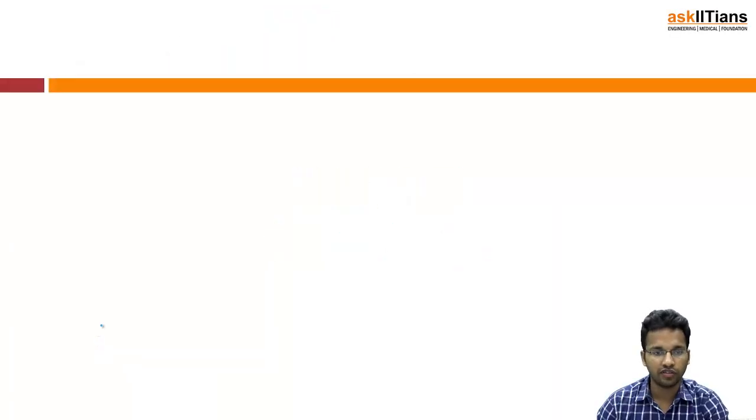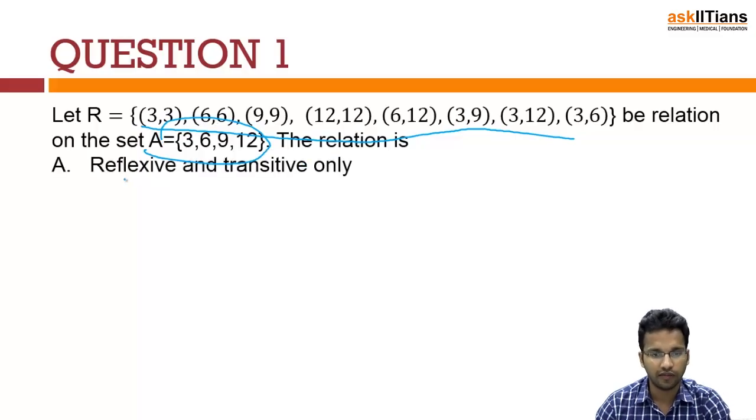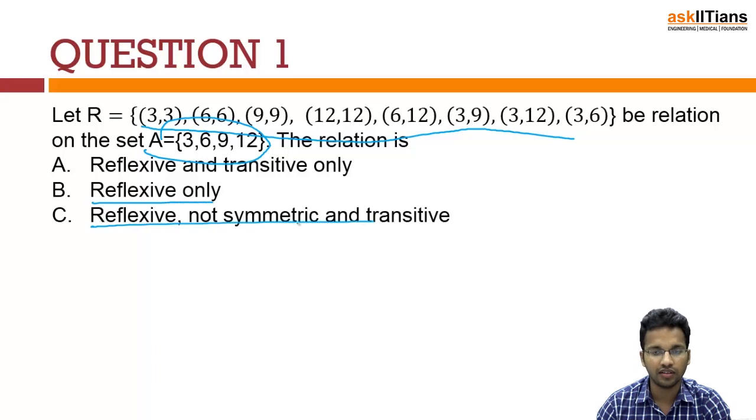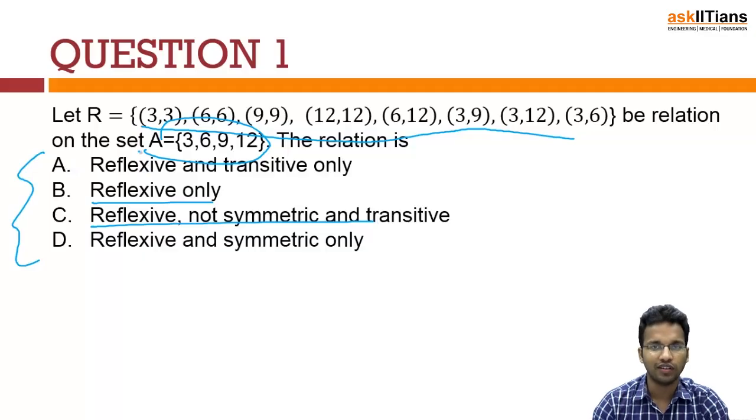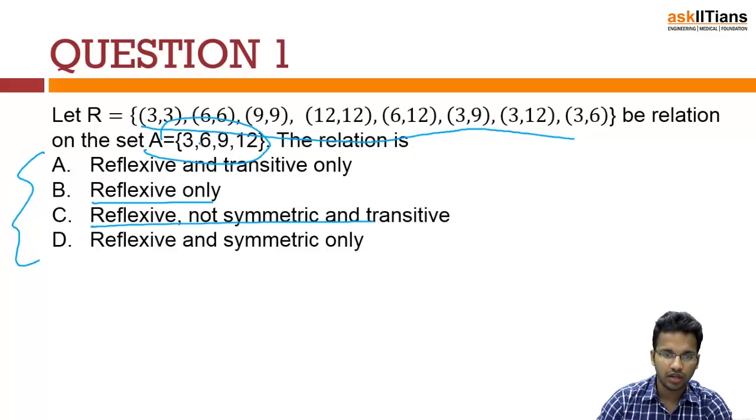Let's look at the first question. The question says, let R be the relation on the set. This is the relation given on this set. Then the relation is: reflexive and transitive; reflexive only; reflexive but not transitive; not symmetric and transitive; reflexive and symmetric. So here we need to check all the types of relation which we discussed in the previous video. You just have to go through that and it will be very easy.